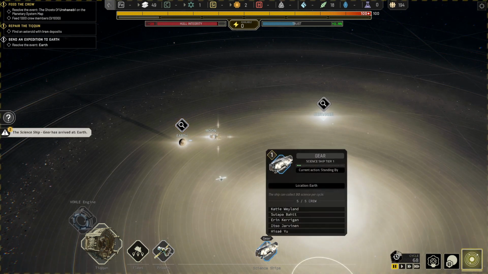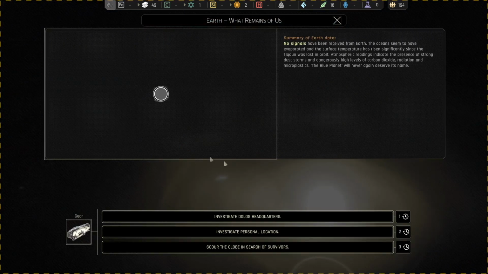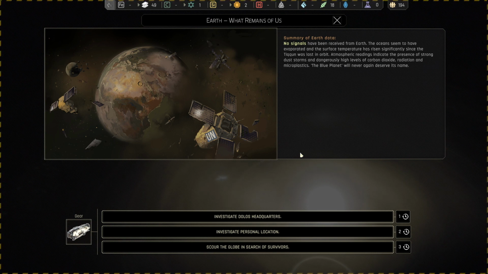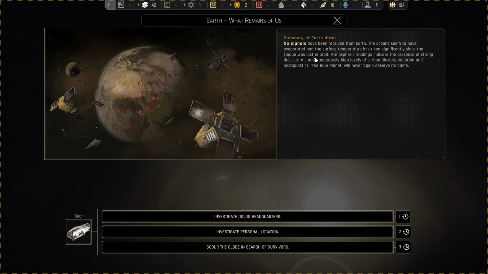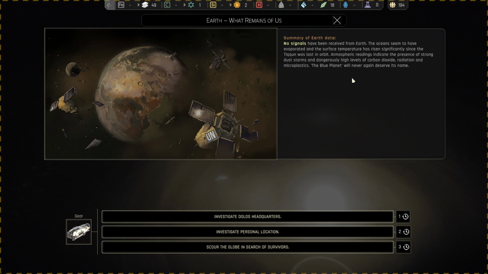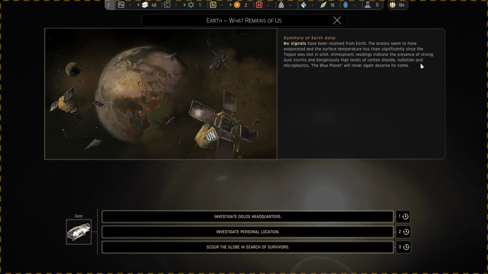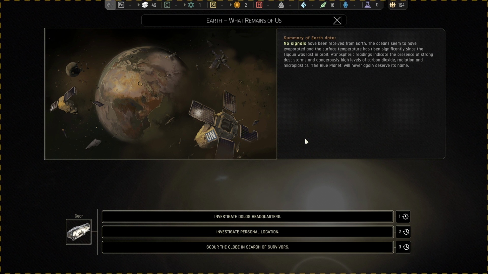A science ship has arrived at its destination. Okay, Earth. No signals have been received from Earth. The ocean seems to have evaporated, and the surface temperature has risen significantly since the Tycon was last in orbit. Atmospheric readings indicate the presence of strong dust storms and dangerously high levels of carbon dioxide, radiation, and microplastics. The blue planet will never again deserve its name.